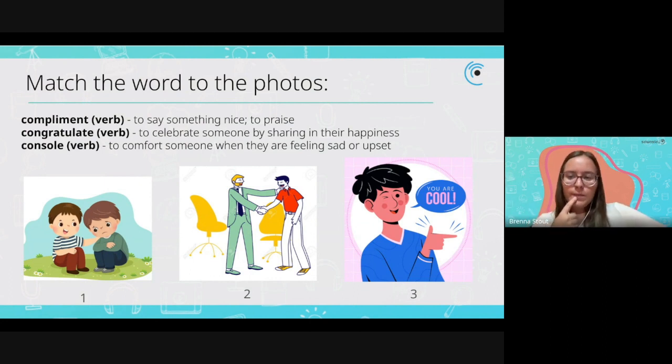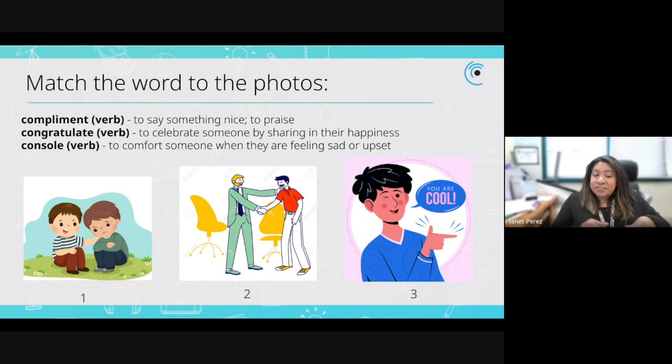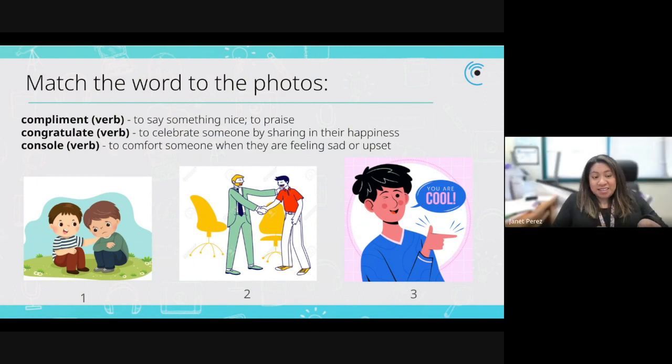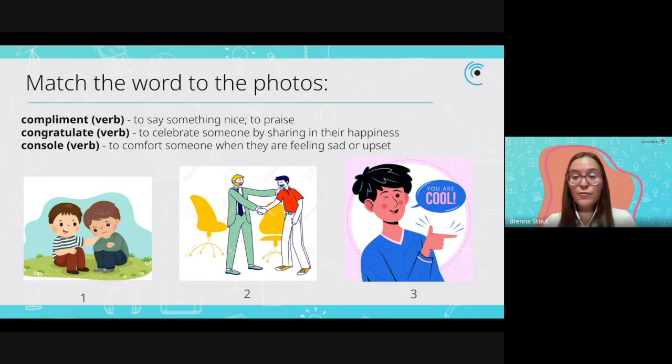What do you think? I think that the big difference is the lack of smiles in picture 1, because one of the kids is looking really sad. Kind of looks like they're crying too. And in picture 2, both people are smiling. Very good. Yeah, great job using those clues in the picture to help us remember the words.